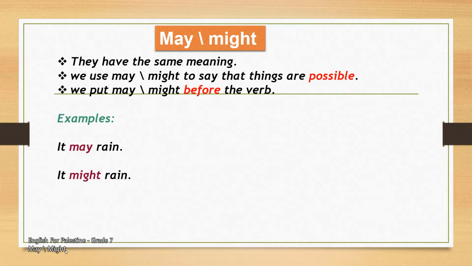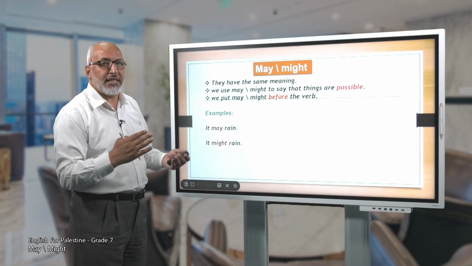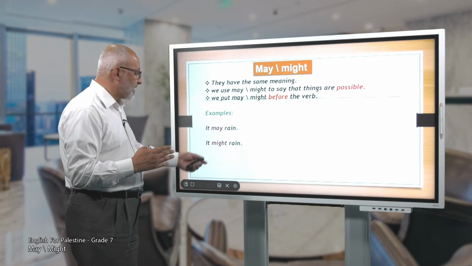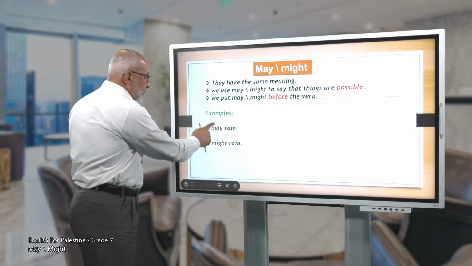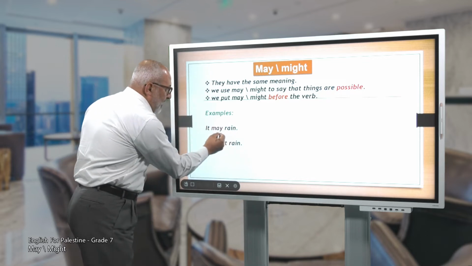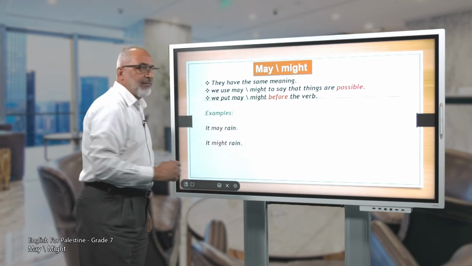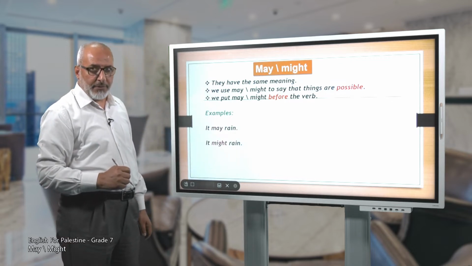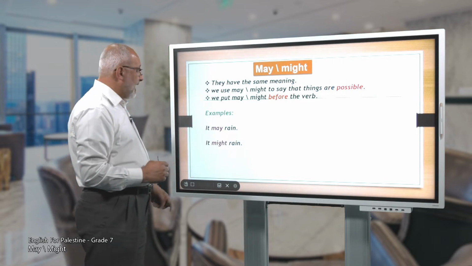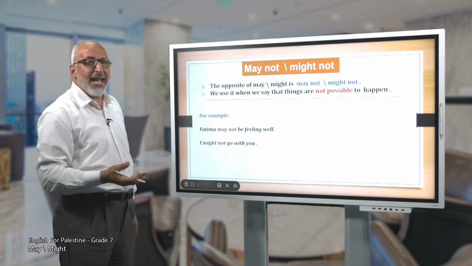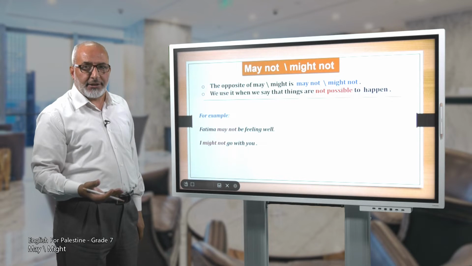It may rain. It might rain. There is no difference in meaning between these two sentences. If you notice here, may and might are followed by the infinitive form of the verb. Okay? Great. Now, let's move to may not or might not.